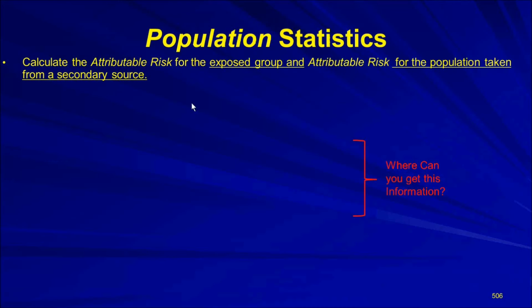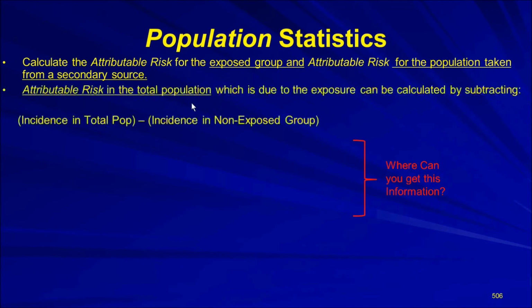Going on to the next slide, we're going to calculate the population statistics, because we've already done the group statistics, and this is not nearly as difficult as it seems. So you just flow with me, and I think you'll find that things go together rather nicely. We're going to calculate the attributable risks for the exposed group and the attributable risks for the population, taken from a secondary source.